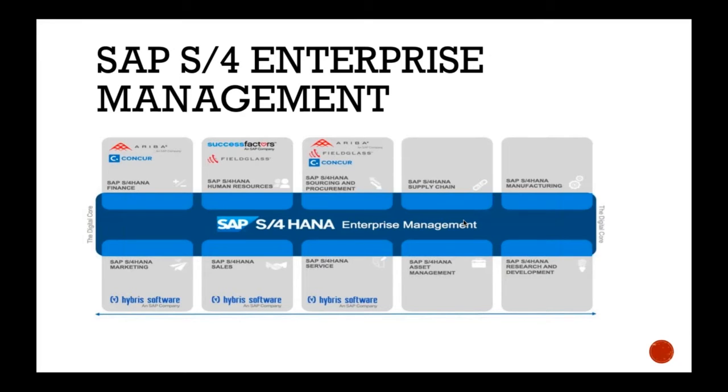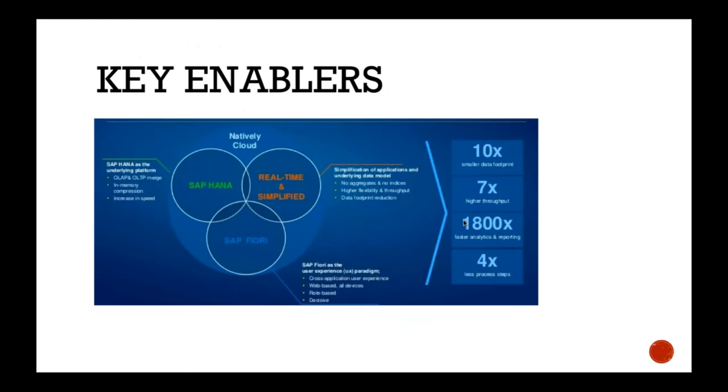Okay, let's go to the next one. Again, this is something which you must already be knowing, but just a slide which will help you out. SAP S4 HANA makes use of these technologies. You can see there are three key enablers. One is SAP HANA as a database. What is provided by SAP HANA? If you see on the left hand side, OLAP and OLTP merge. I'll talk about what is OLAP and what is OLTP shortly. In-memory computing, which we already discussed, compression, and increase in the speed. This is provided by the SAP HANA database.